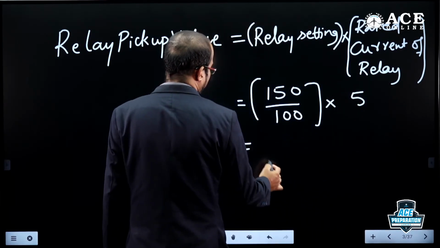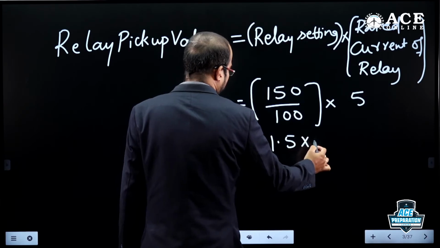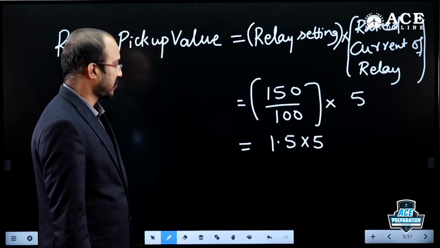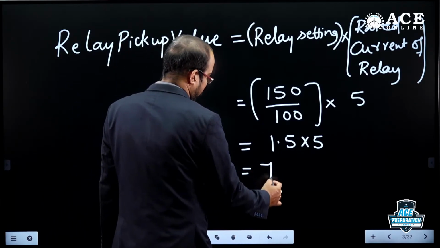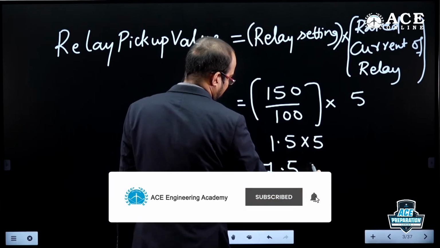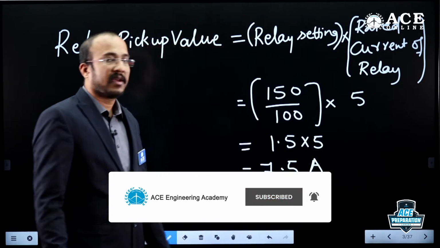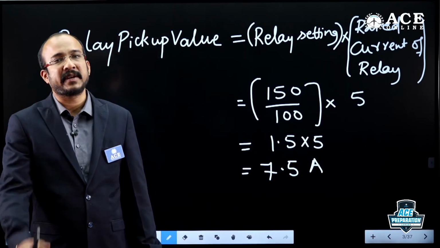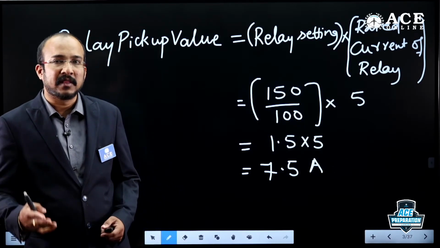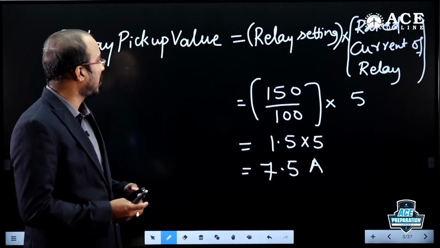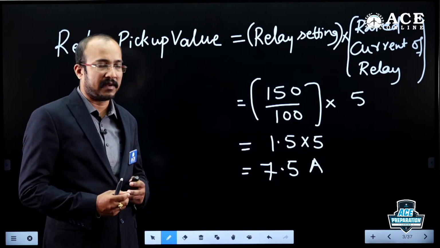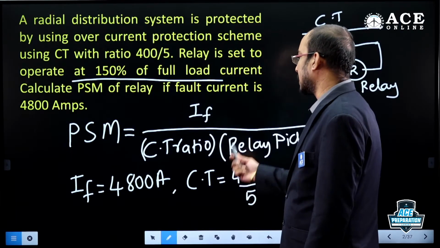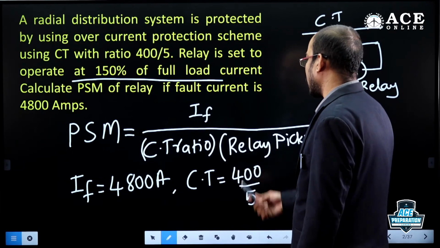So the relay pickup value is 1.5 into 5, which is 7.5 amperes. What is the meaning of this? Whenever the relay observes a current of more than 7.5 amperes, the relay is expected to operate. Relay pickup value means the quantity above which the relay is expected to operate. But he is not asking for the relay pickup value. He is asking to calculate PSM. So all values are known now.